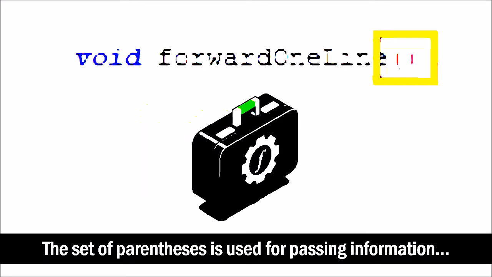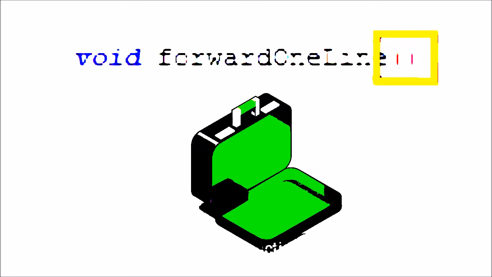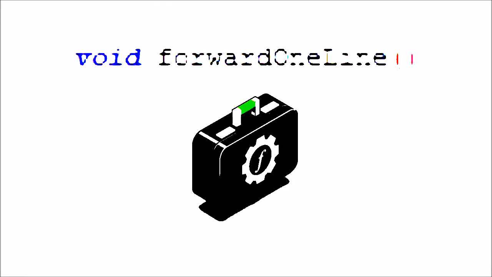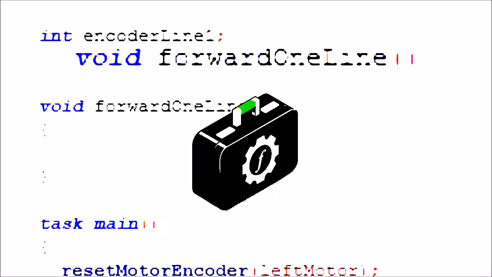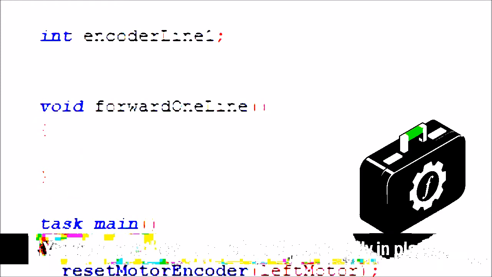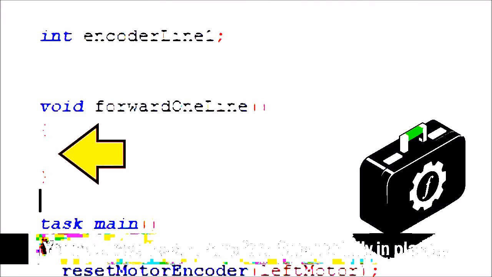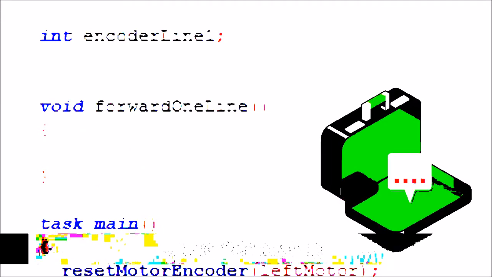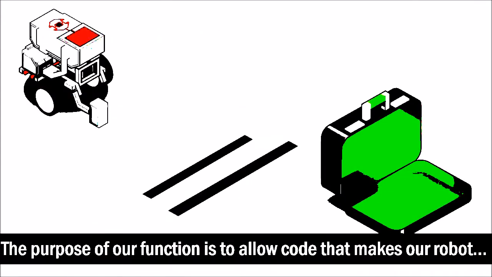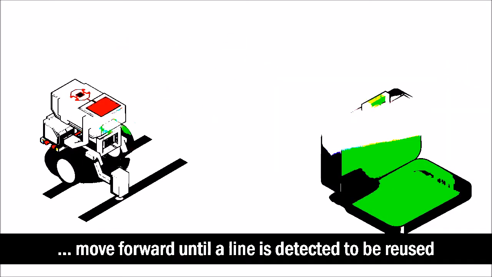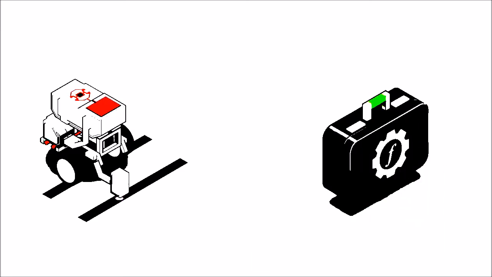The set of parentheses is used for passing information to the function. For now, we won't be sending any information, so this will remain empty. The set of curly braces are used to define the beginning and end of the function. You now have the structure for a function fully in place, but with no commands between the curly braces, it won't do anything. The purpose of our function is to allow code that makes our robot move forward until a line is detected to be reused.